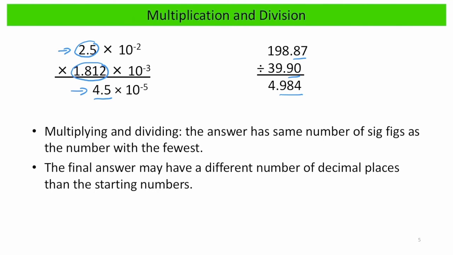And that is because this measurement here, which has 4 significant figures, is controlling the number of significant figures in this number here, because 39.90 has fewer significant figures than 198.87. So you're always looking at the fewest number of sig figs in one of your measurements to help you determine how many sig figs you should have in your final answer.